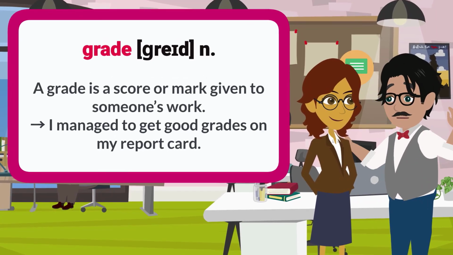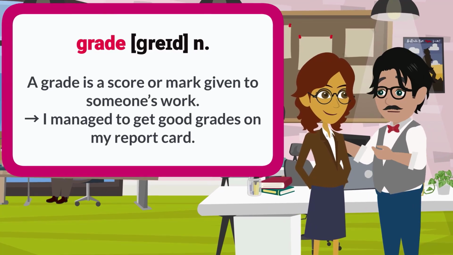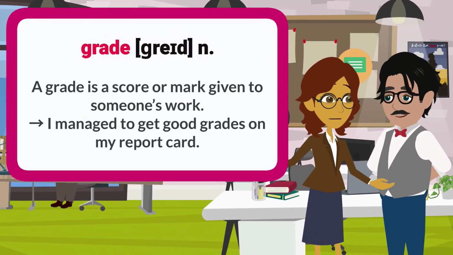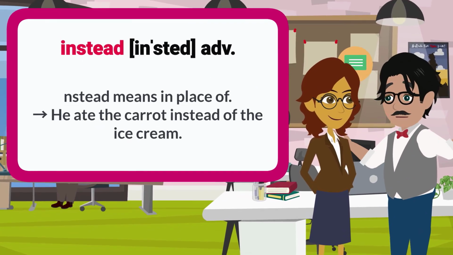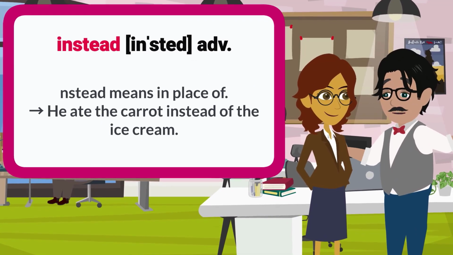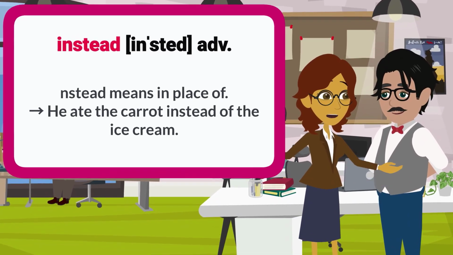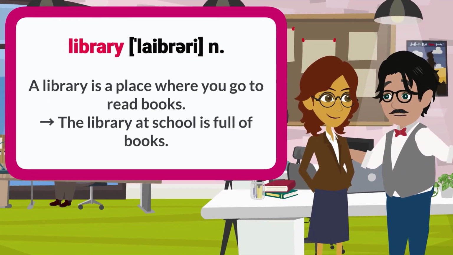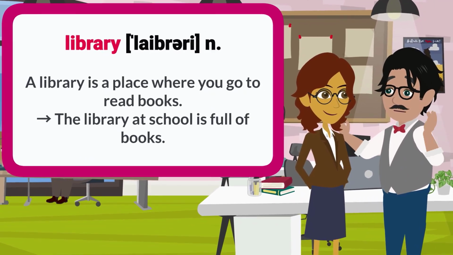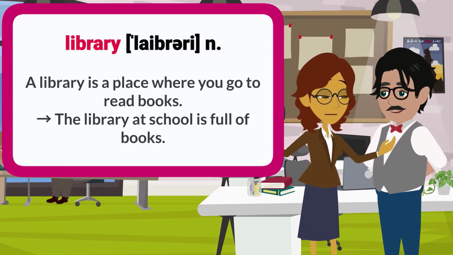Grade. A grade is a score or mark given to someone's work. I managed to get good grades on my report card. Instead. Instead means in place of. He ate the carrot instead of the ice cream. Library. A library is a place where you go to read books. The library at school is full of books.